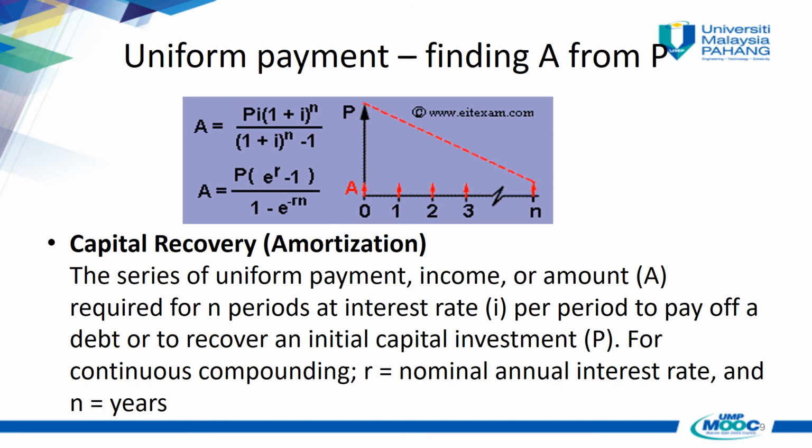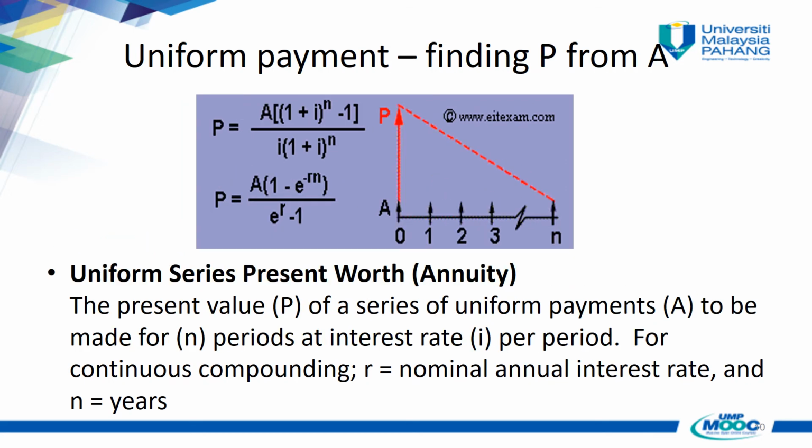Based on this uniform payment, we can also use the parameter P, the present value of money, to find our F, to find our A. We call this capital recovery amortization. We can also find P from our A value. We call this the uniform series present worth of annuity.